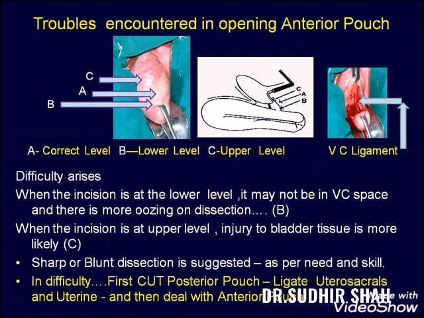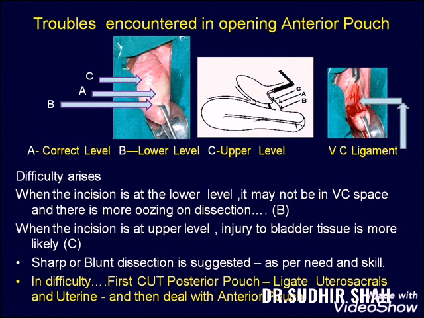The first is troubles encountered in opening the anterior pouch of peritoneum. This is a very important and first part of the surgery. Now refer to the images over here. A is the correct level, that is 2 mm below the rugosity. C indicates the upper level and B indicates the lower level. Perfect level is A. Difficulty arises when the incision is at the lower level.